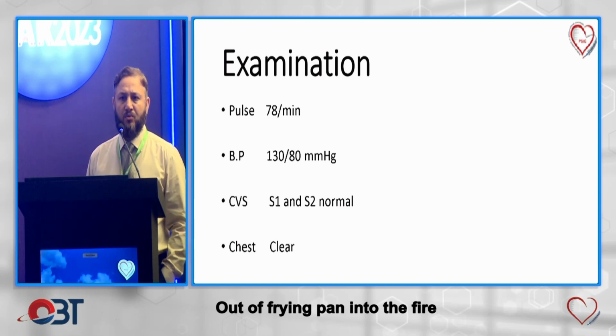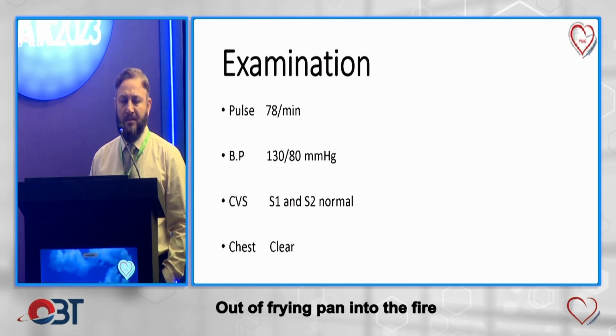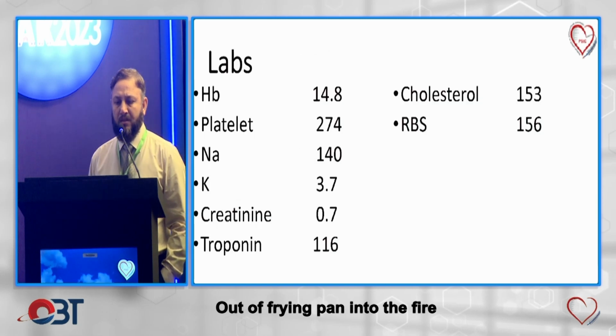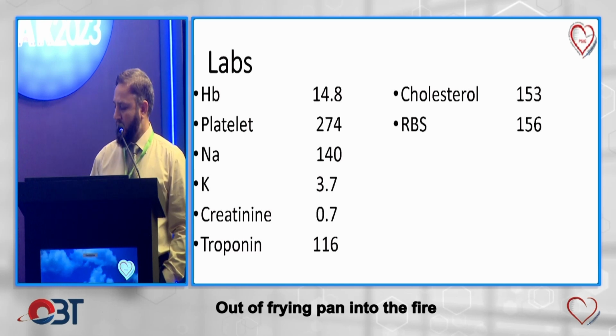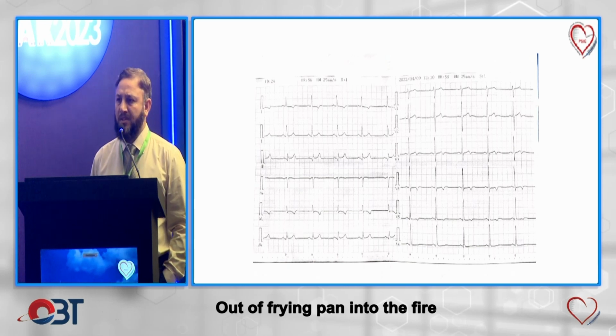On examination, the patient was hemodynamically stable, with a pulse rate of 78 beats per minute and a blood pressure of 130/80 mmHg. Chest was clear bilaterally, and cardiovascular examination showed normal first and second heart sounds with no added sounds or murmurs. His routine labs were within normal limits except for the troponins, which were raised. And this was his ECG. We can see ST changes in the anterior and inferolateral leads.